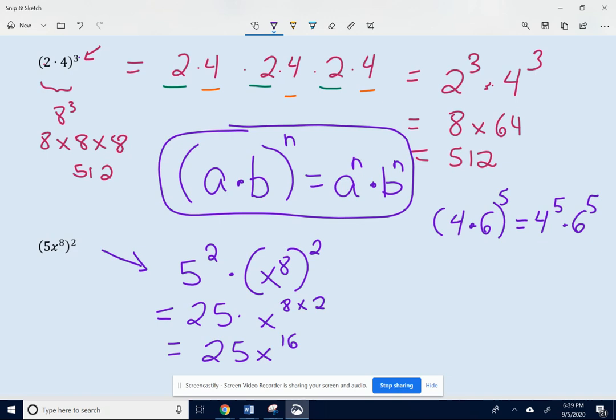But just know, when you have two things multiplied together, taken to an exponent, you can take the first factor to that exponent and multiply it by the second factor to that exponent. Okay, do your best on this. I'll help you if you have any questions.